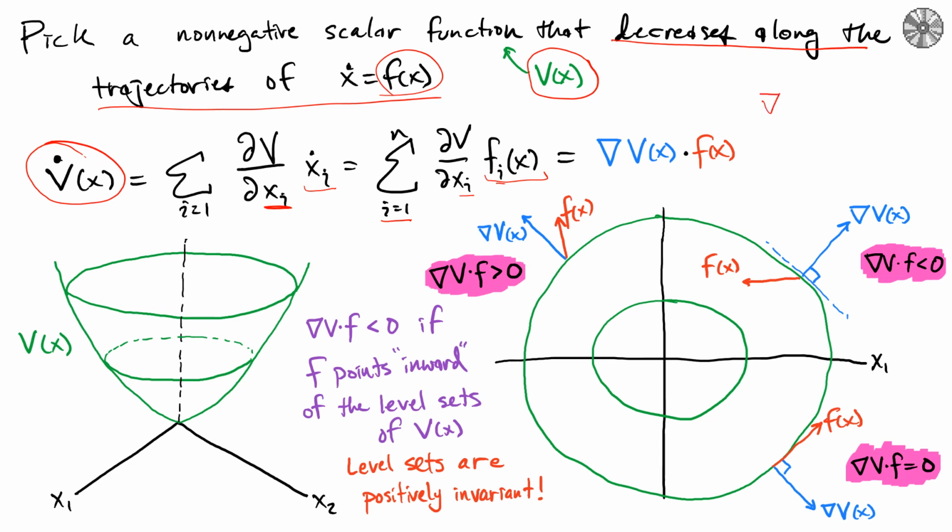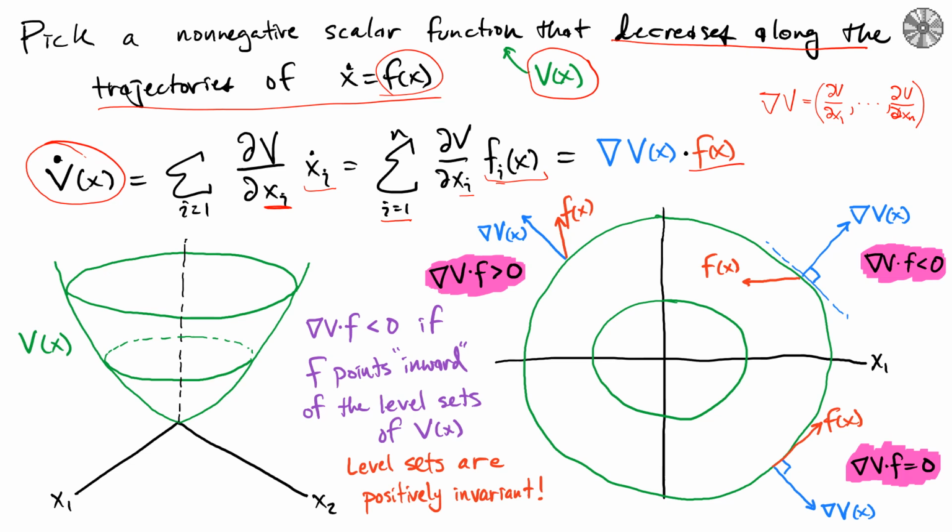So remember, the gradient of v is simply just the vector that has all of the partial derivatives with respect to the different states. So dv dx1 through dv dxn. So however many states there are, all those derivatives in a vector. And so when we dot it with the dynamics vector f, that gives us the quantity that we want. And what we want to do is show that this is always decreasing.